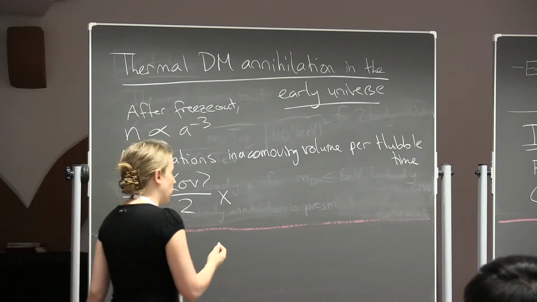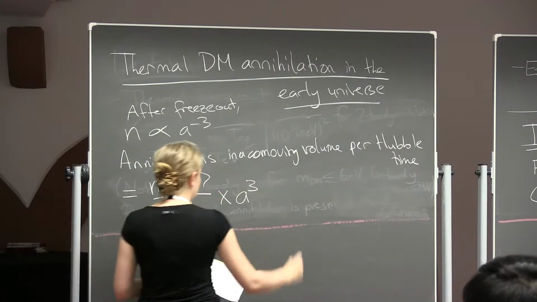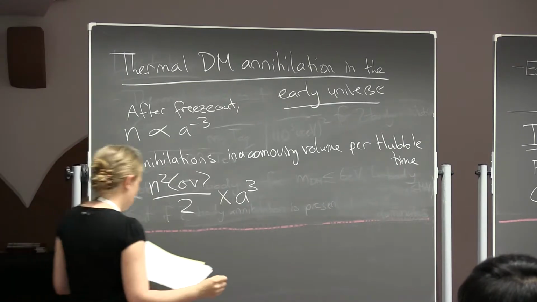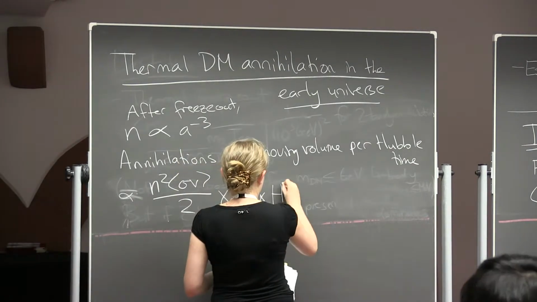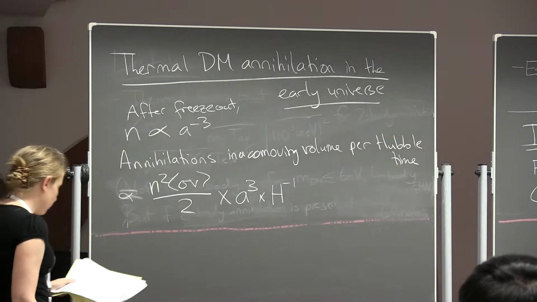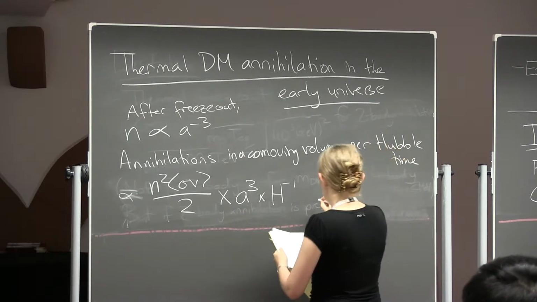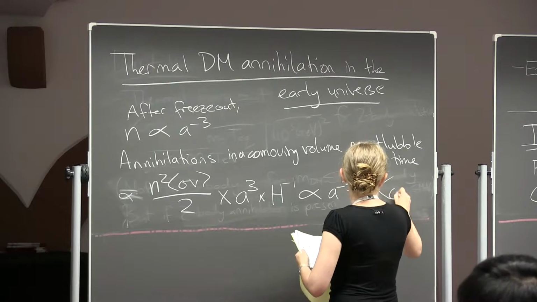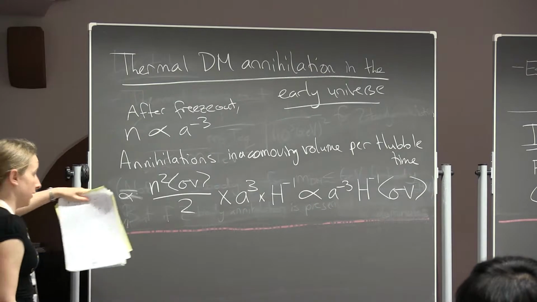So this is the number of annihilations per physical volume per physical time. The physical volume corresponding to a given co-moving volume is growing as the universe expands, so this will give us a factor of a cubed, proportional to. And a Hubble time is H to the minus 1. We know that n goes as a to the minus 3, so n squared gives a to the minus 6. So this rate scales like this.